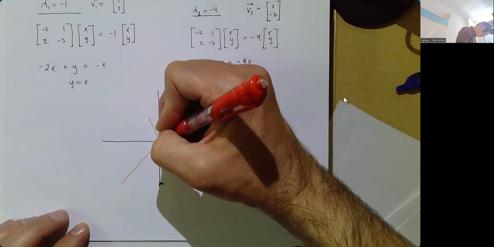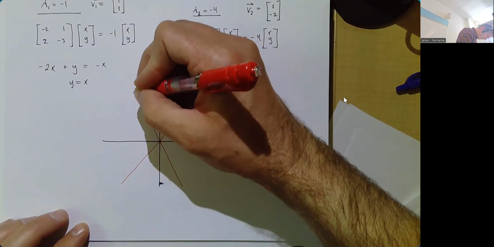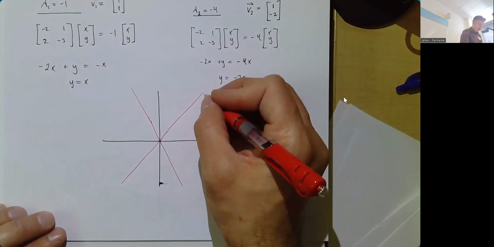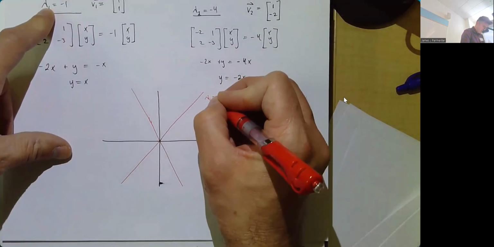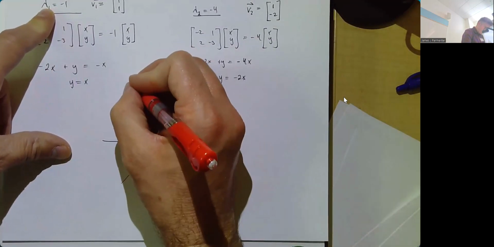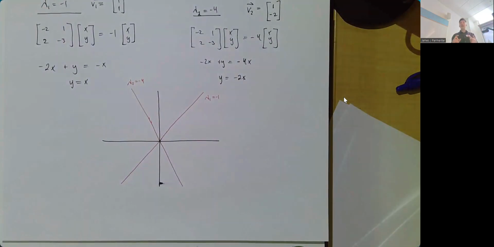I should use my ruler. I have a ruler. Why am I not using my ruler? Good question. And then I definitely recommend on each eigenline writing the eigenvalue it goes with. Lambda1 equals -1. Lambda2 equals -4. Both eigenvalues being negative means you're going to point back towards the origin.